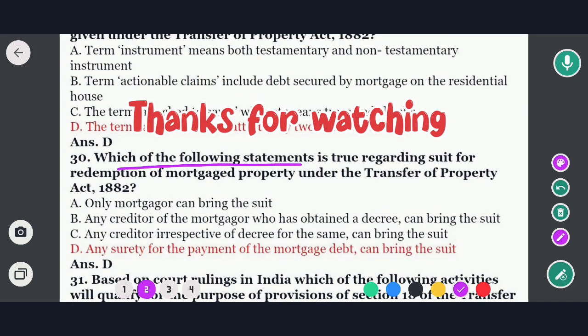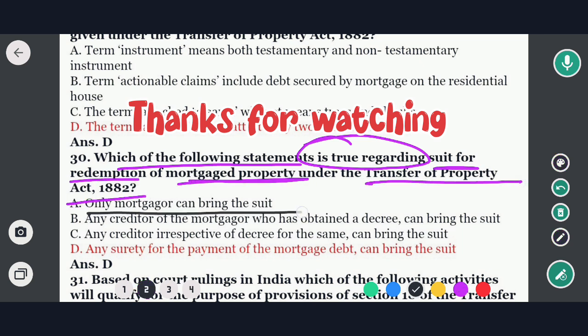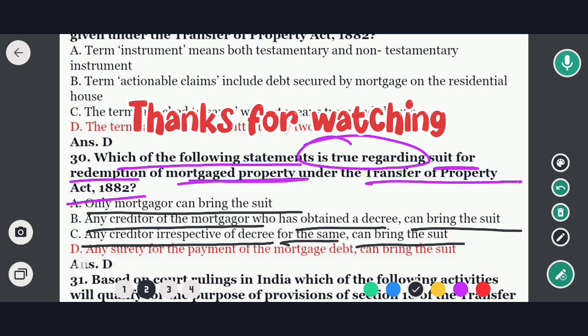Which of the following statements is true regarding suit for redemption of mortgaged property under the Transfer of Property Act 1882? Only mortgagor can bring the suit. Any creditor to the mortgagor who has obtained a decree can bring a suit. Any creditor, irrespective of decree for the same, can bring the suit. Any surety for the payment of the mortgage debt can bring the suit. So in this case, Option D would be the correct answer.